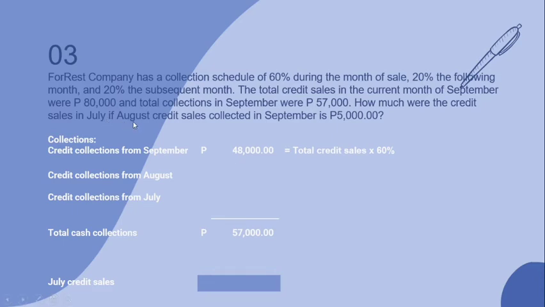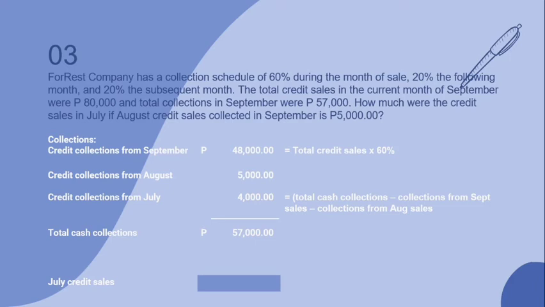Unya ang atong credit collections from August, given August credit sales collected in September is 5,000. So pila man ni siya kaning credit collections from July. Total cash collections 57, unya ang 48 ana is from September, unya minus ang 5 na collected from August. So, kana ang formula: total cash collections minus collections from September, minus collections from August. So, naa tay 4,000. So, of the 57,000, 4,000 ana is collected from July na sales.